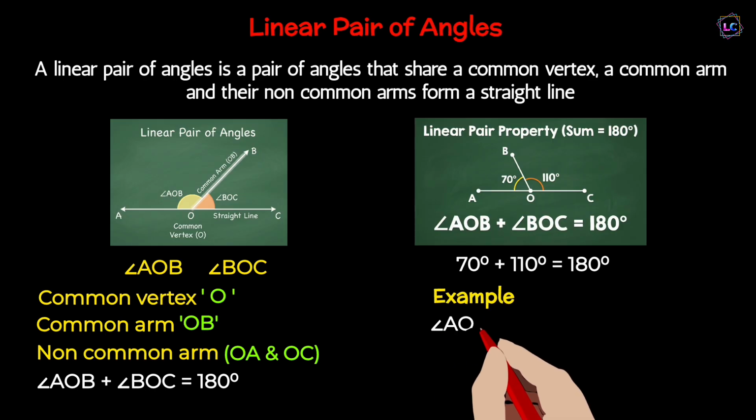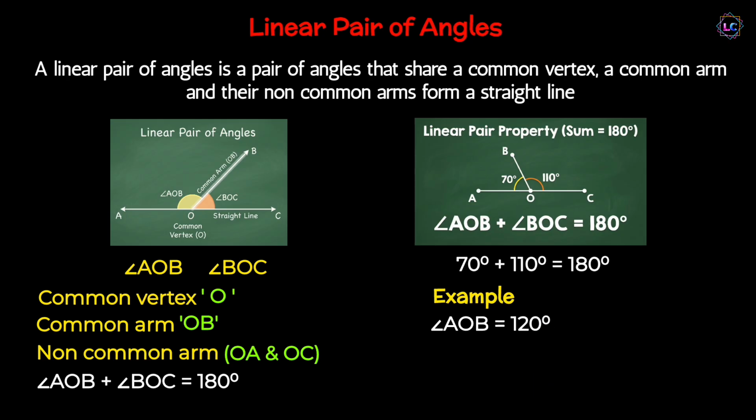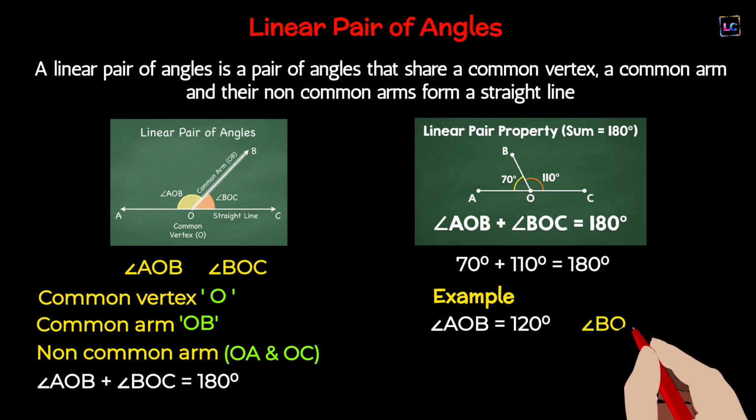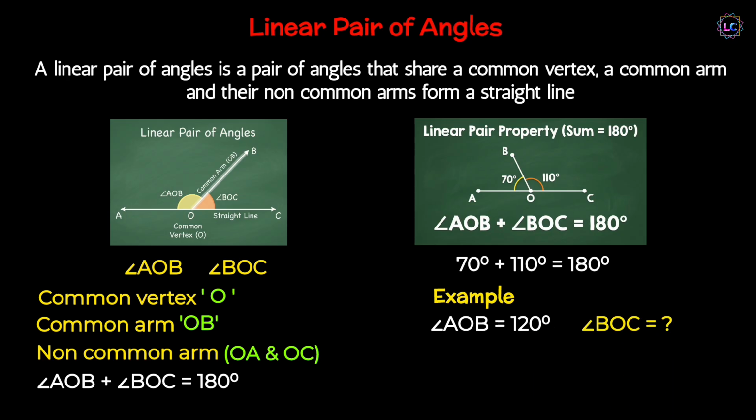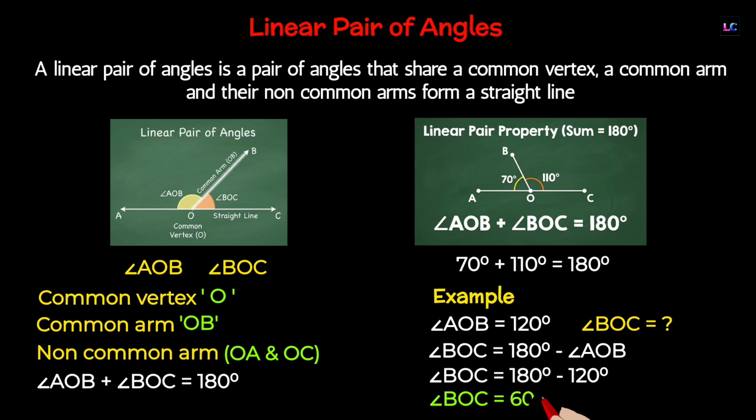Suppose angle AOB is 120 degrees, and we want to find another angle, BOC. We already know that the sum of both angles is 180 degrees. To find angle BOC, we use the formula angle BOC equals 180 degrees minus angle AOB. Now substitute the value of angle AOB, which is 120 degrees. So, angle BOC equals 180 degrees minus 120 degrees. Subtract 120 from 180, which is equal to 60 degrees. So, angle BOC equals 60 degrees.